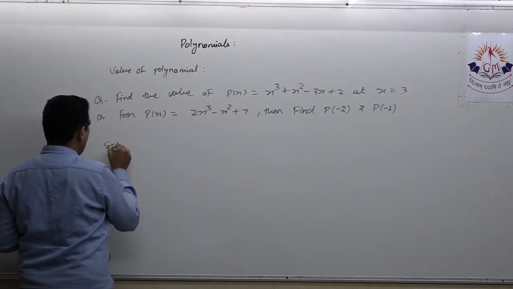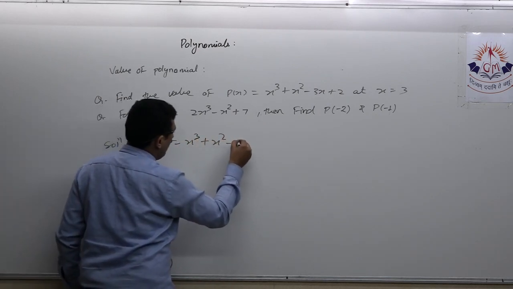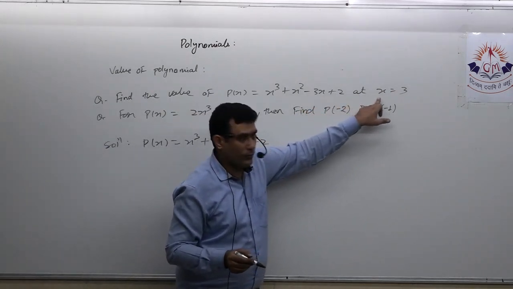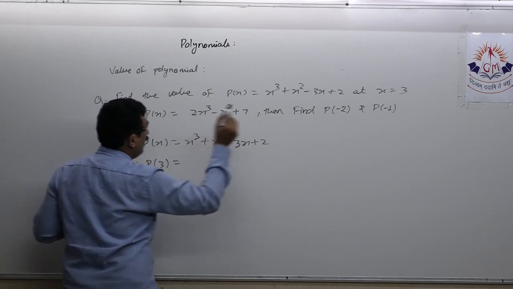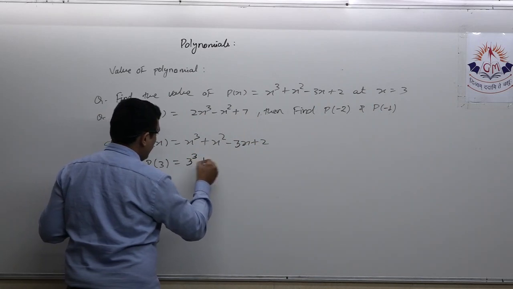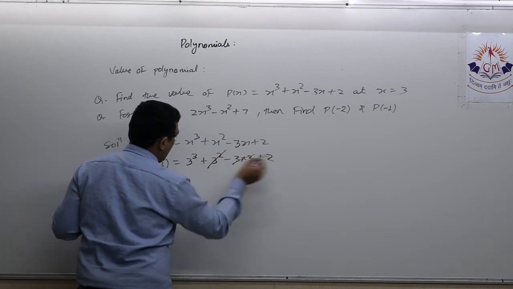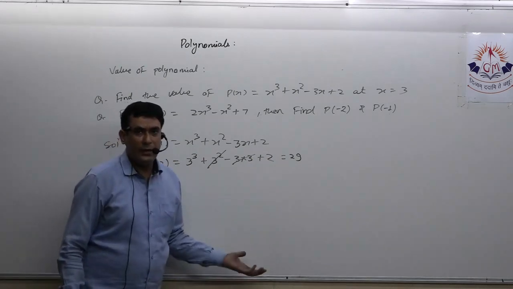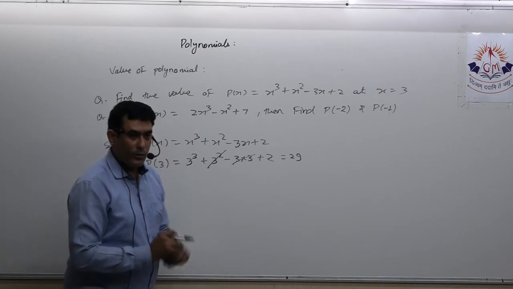We have P(x) is equal to x cube plus x square minus 3x plus 2. As we have to find the value of this polynomial at x equal to 3, simply what we have to do, therefore P of 3, is replace the variable by the given value of the variable. So here it will be 3 cube plus 3 square minus 3 into 3 plus 2. So this will be 27 plus 9, minus 9 cancel, 27 plus 2, 29. I am just giving you a different type of example. What is the proper way to write this, you already know.